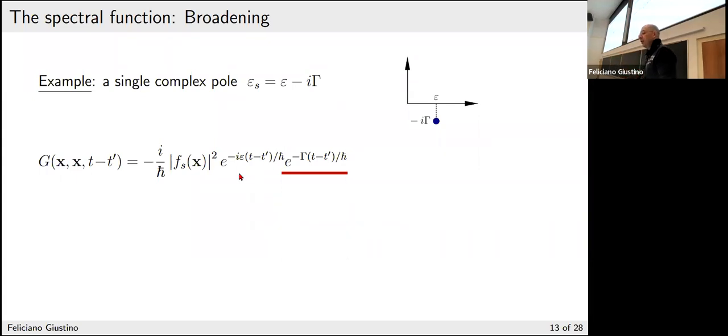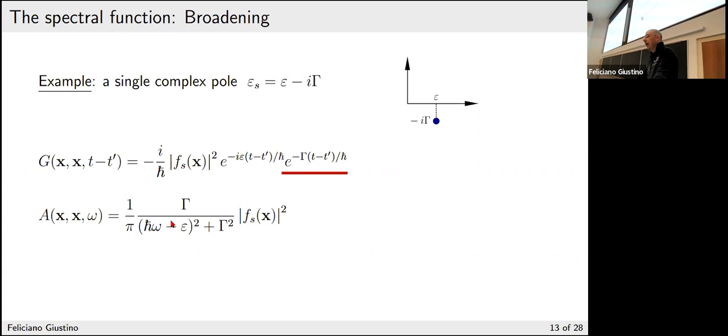So that's about the Green's function. If I take the spectral function, what happens is that I need to basically take the Fourier transform of that. And what you can imagine is that this gamma will be responsible for some kind of broadening. In fact, if you take the Fourier transform, the spectral function in this simple example becomes a Lorentzian. So you have a Lorentzian which is centered on the real part of this excitation energy, so here, and has a broadening that is given precisely by this inverse lifetime.